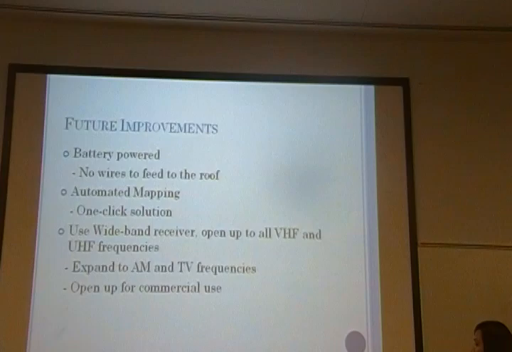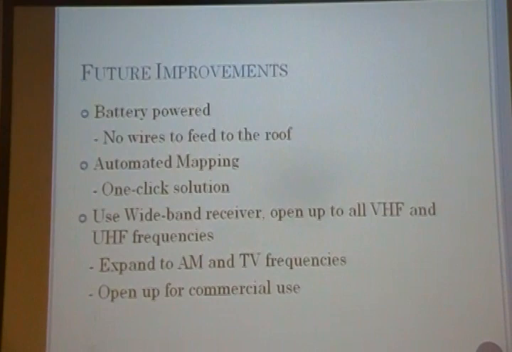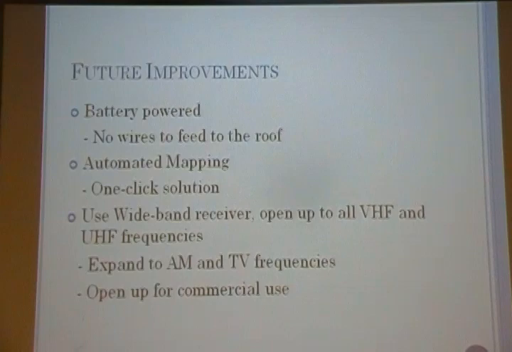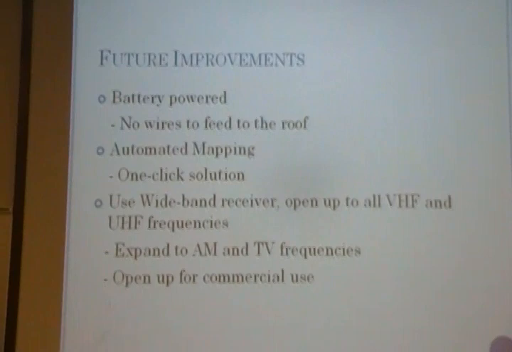So for future improvements, what we'd like to do is make it battery powered, because that way we don't have to feed any wires to the roof, and if the car does shut off, the unit is still running. Automated mapping, so that as soon as we get the text file, we can one click and get everything we need. Also, for commercial purposes, we can upgrade to the wideband receiver, so we can open it up to VHF and UHF frequencies, expand to AM and TV frequencies. That way we can have more clients, or more possible buyers.